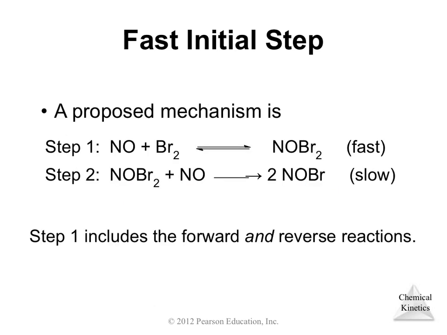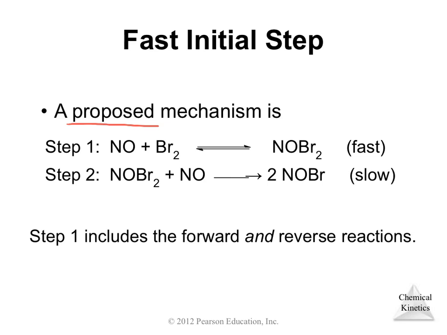So let's look at the proposed mechanism. Now, the reason that these are all proposed mechanisms is that the intermediate molecule comes and disappears super fast. And so it's really hard to measure intermediates. It's super easy to miss an intermediate. So this is what we think is most likely happening, but we could always be proved wrong as scientists. Okay. So step 1 includes the forward and reverse reaction.